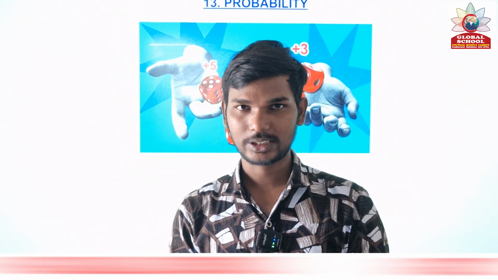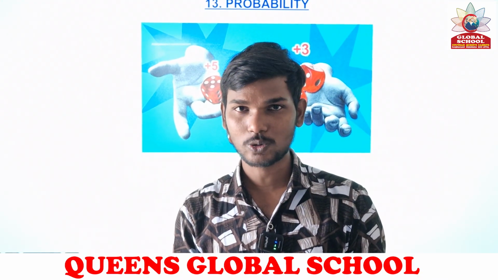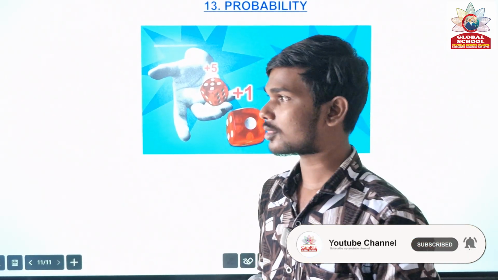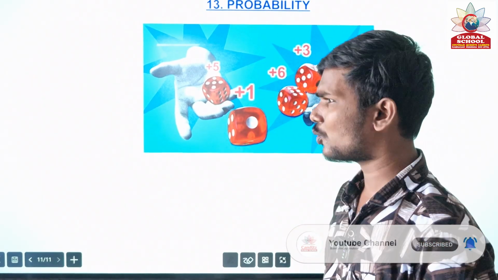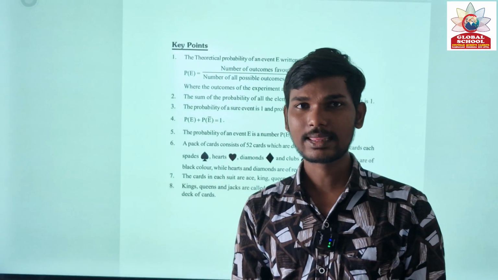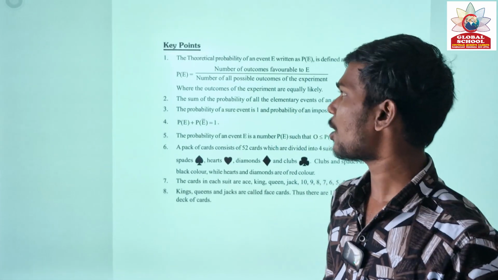What is probability? Probability means the chance of occurrence of an event. Occurrence of an event means, for example, today rain may come or not. It is a chance. Based on the conditions, we can conclude the result. That is called probability. Okay students, we can understand some key points in the probability chapter.